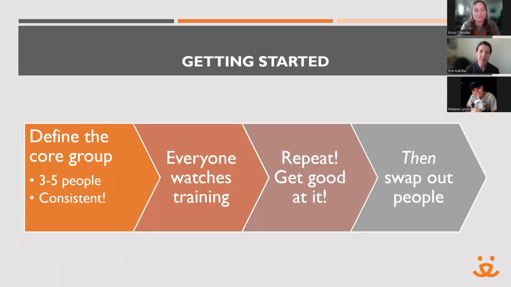Define the core group. We're going to start with a relatively small group of people, 3 to 5 ballpark. And keep this group consistent as you launch rounds. Everybody watches the training if they're not on this call today. And then you launch rounds. Go do the thing and repeat again and again and again, and get good at it. Get your core group of humans really good and efficient at doing rounds. And then we start swapping out other staff in order to train others on the process.